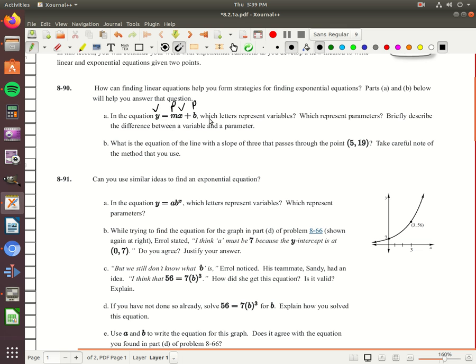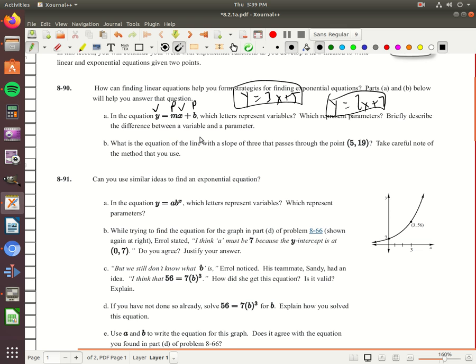Parameters are essentially just variables that have a set meaning. So if I say y equals 3x plus 5, I know that the slope is 3 and the y-intercept is 5, and that will always be the case for this line, whereas the x and y can change. Now, obviously, parameters can change as well, but when you change the parameters, you've changed the line. So that's the difference between the two. I hope that's clear.